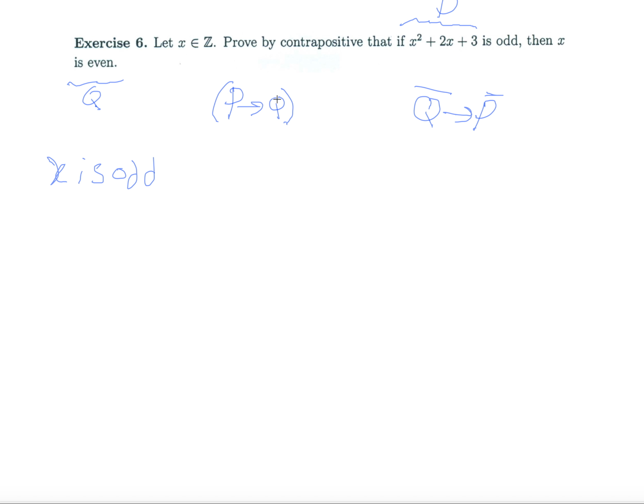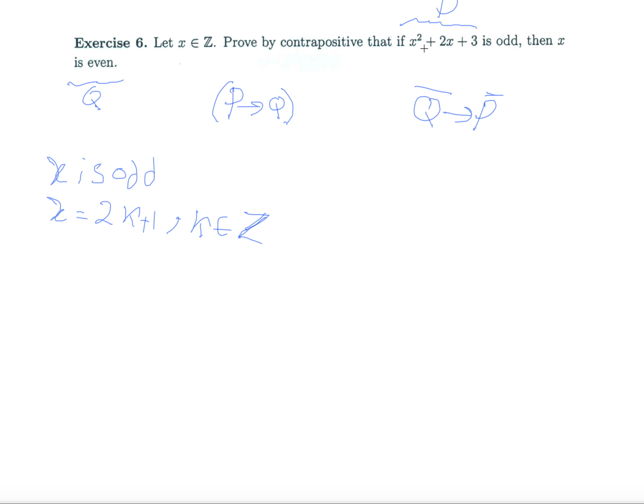So what is the definition of odd? We say that x equals 2k plus 1, and k is in Z. For example, if we take k equal to 1, then x equals 3, which is odd. K equal to 2, x equals 5, which is odd. K equal to 3, x equals 7, which is odd. So this is the definition of odd. Then we use this definition, 2k plus 1.